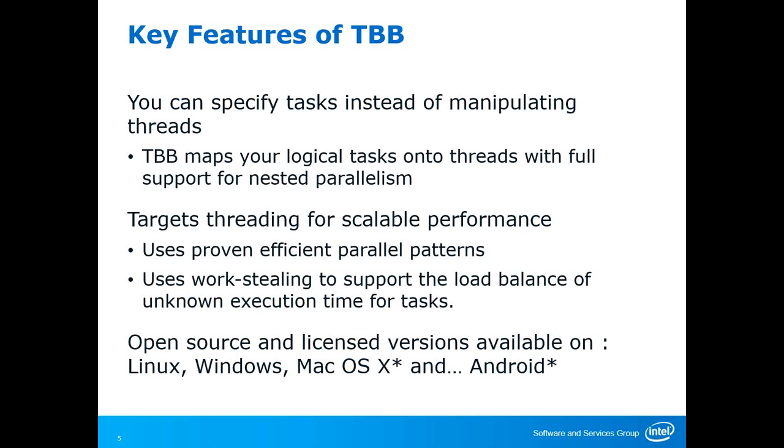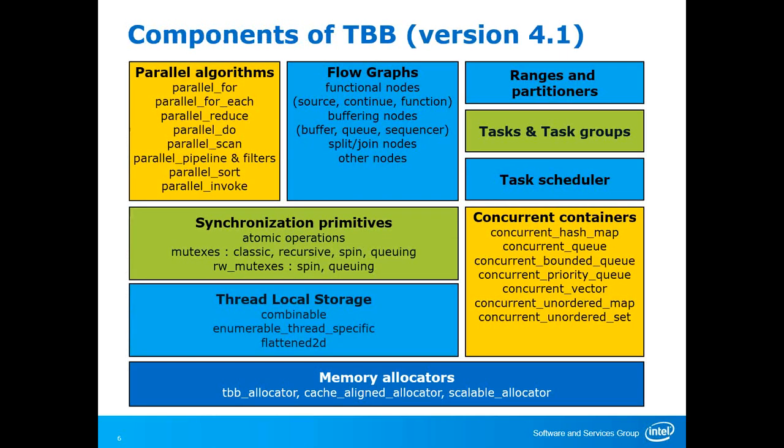So let us look at the components of TBB. In the components, you see the parallel algorithms. It has the partitioners, it has the task groups, and it also has the scheduler. These are some of the algorithms which are most used in the TBB: parallel for, parallel reduce, parallel do.